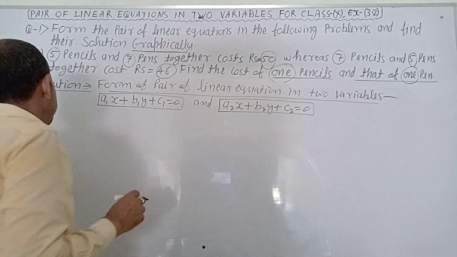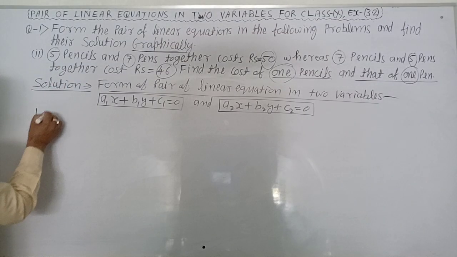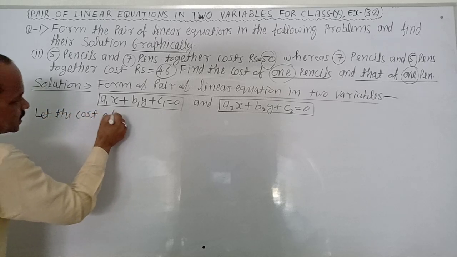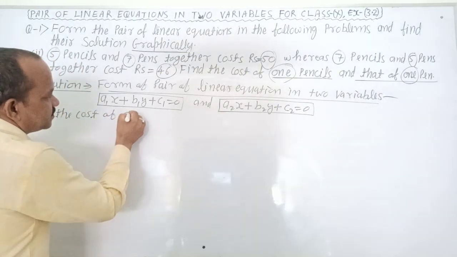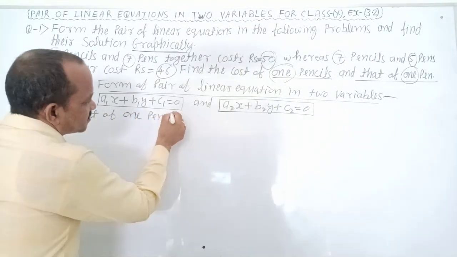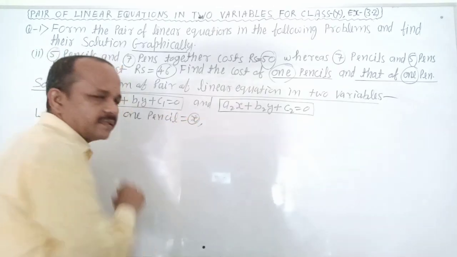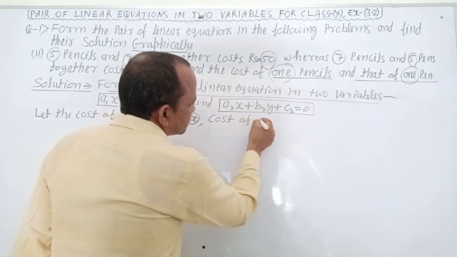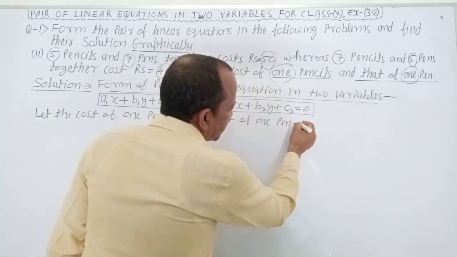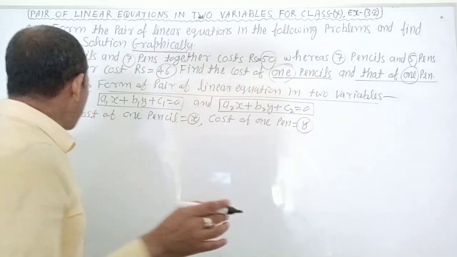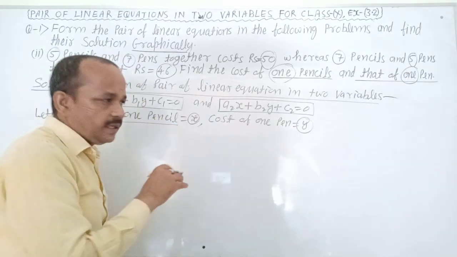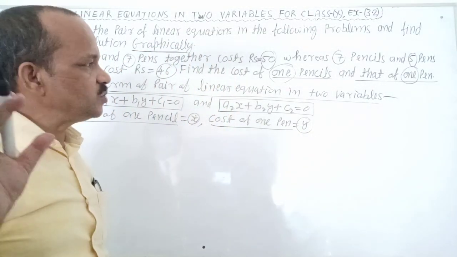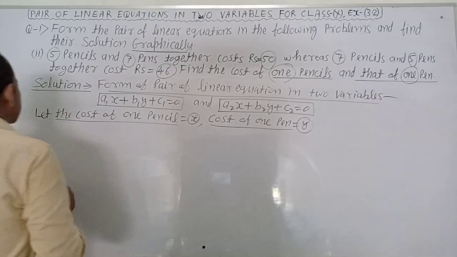Clear? Here, let the cost of one pencil equal x, cost of one pen equal y. Cost of one pencil is x, cost of one pen is y. It is clear? No confusion about it? Very good.